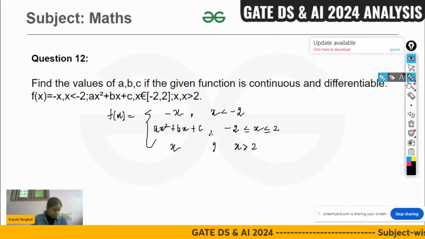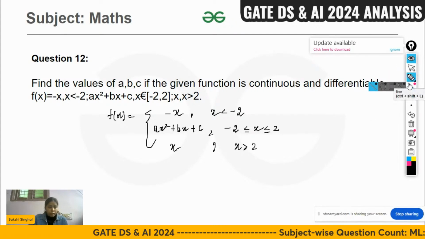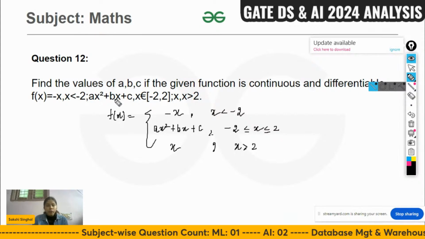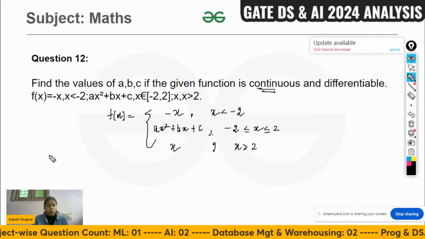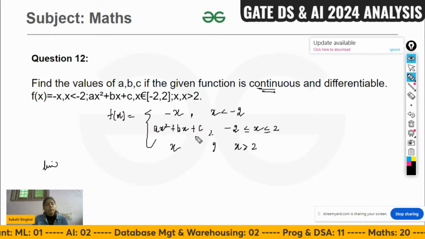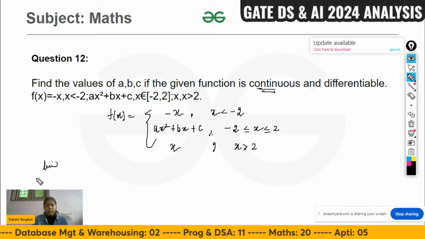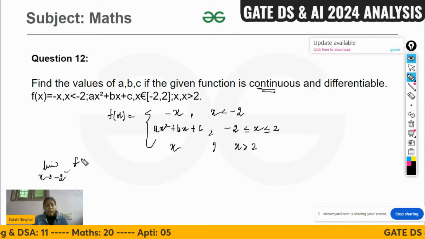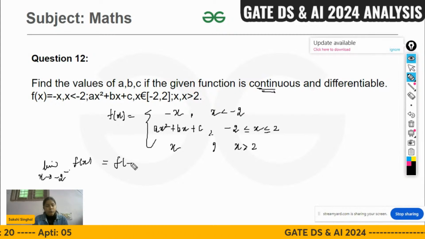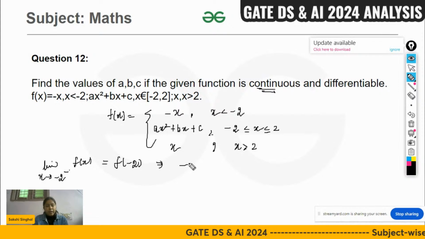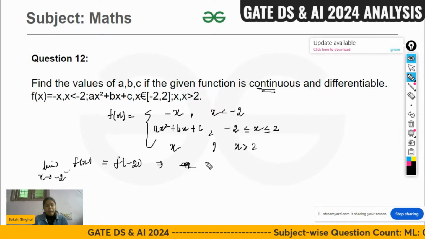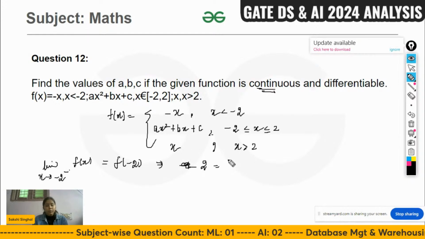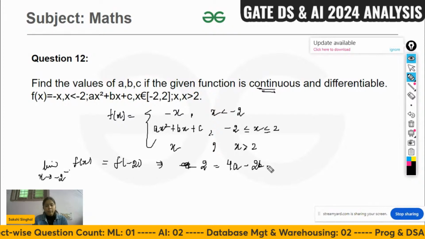Okay, so let's solve it. Okay, one student has got 1, 1 and minus 4. Anybody else, guys? So what would you do? First, I'll apply the continuity definition. The continuity definition says that the function's value at the point, the left hand limit and the right hand limit would all be equal. So here I'll use the limit as x approaches minus 2 from the negative side of f(x) equals f of minus 2, and that would give me minus of minus 2, that would be 2. And when I put minus 2 in the quadratic, it becomes 4a minus 2b plus c.